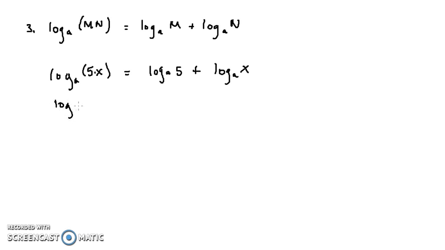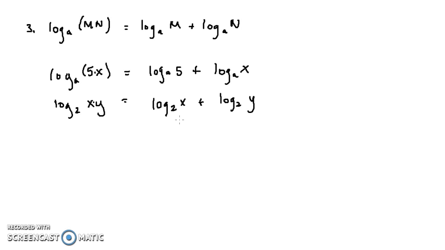Let's say we have log base 2 of xy. That's x times y. Multiplication becomes a sum, so we can make this log base 2 of x plus log base 2 of y. So a product becomes a sum.